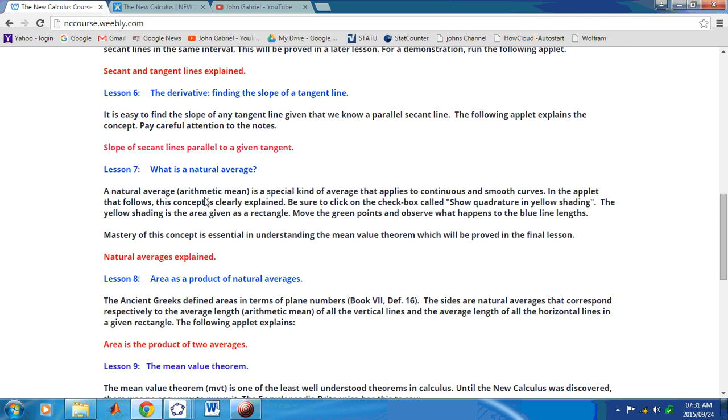I am John Gabriel. In the last lesson, that was lesson 6, we talked about the derivative and how to find the slope of a tangent line. And we saw several ways that we were able to demonstrate that if a secant line is parallel to the given tangent line, then they obviously have the same gradient or the same slope.